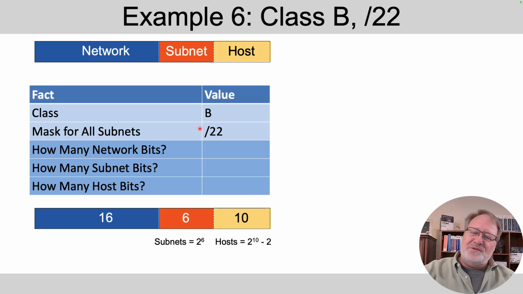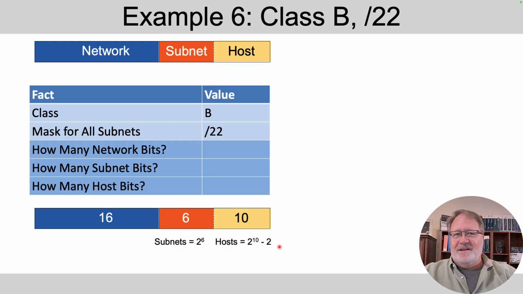And we know that our chosen mask, /22, the network plus subnet bits need to add up to 22, so that leaves us 6 subnet bits. 16 plus 6 is 22, leaving us 10 host bits. So with this design, we get 2 to the 6th subnets and 2 to the 10th minus 2 addresses per subnet.